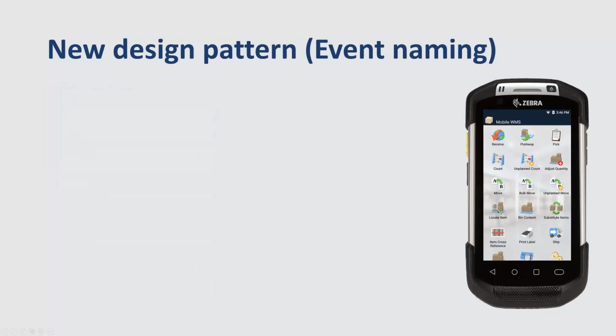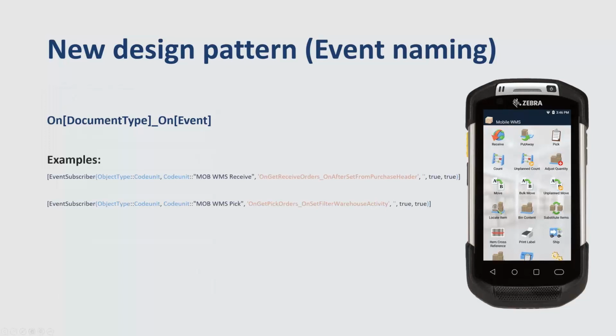So let's look at how events for planned functions are named. We use the naming pattern on document type on event. The document type refers to the type of XML request that the event occurs in, and the on event indicates what has or is occurring within the event. Examples of this are on get receive order, on after set from purchase header. So this would be on the document type get receive orders and on the event after set from purchase header.